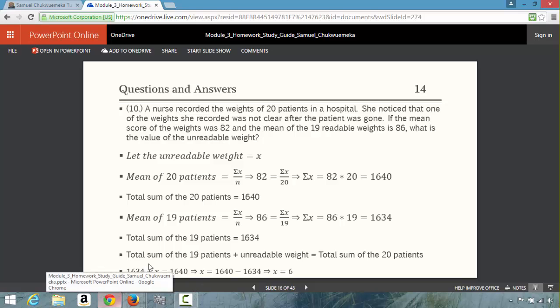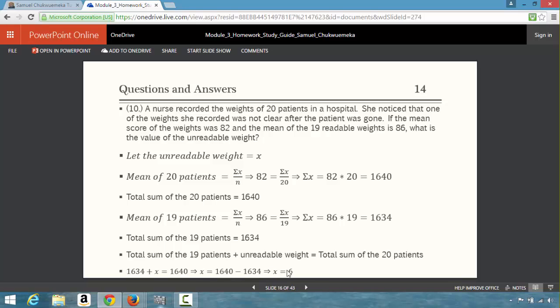The total sum of the 19 patients plus the value of that unreadable weight will give you the total sum. The summation is sigma, a Greek word, sigma. Some of you are in sorority or fraternity. I ask my students, if you're in a sorority or fraternity, why are you using Greek words? And they don't know. Okay, so that is how you find the value of the unreadable weight.